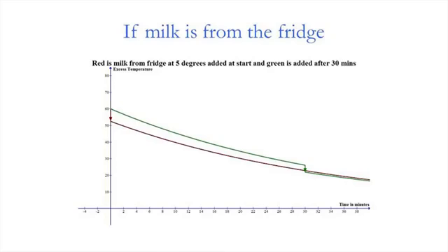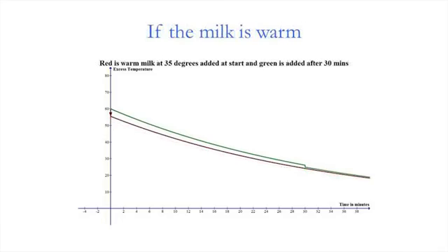But if your milk is warm, the red milk, warm milk at 35 degrees, it turns out it's best to delay adding it. So once again, we've got the two: adding it at the start, it comes right down here, and that one stays below, whereas leaving it and adding it later on, it comes down, and then drops down, and then keeps on going. So perhaps fairly intuitive that if the milk's cold, add it right away, and if it's warm, then delay adding it.